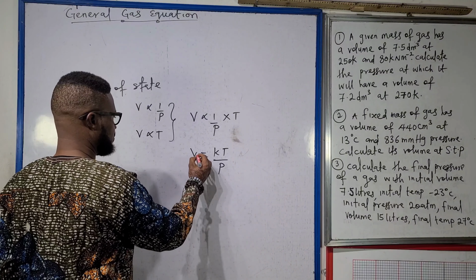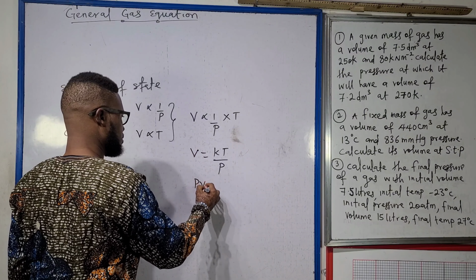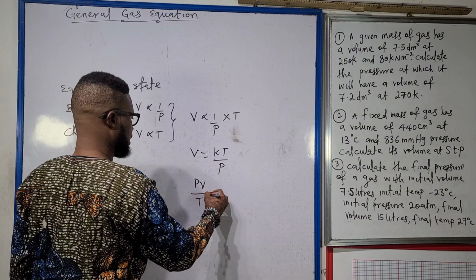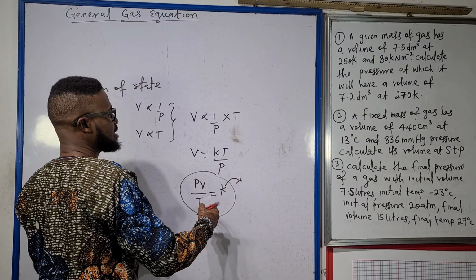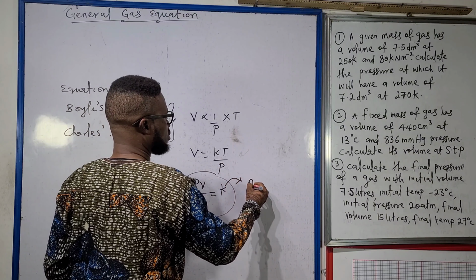so that what you have is PV over T equals a constant. The T is going to come here, P is going to move here, so PV over T equals a constant. What the constant here represents is the given mass of gas, talking about the number of moles.